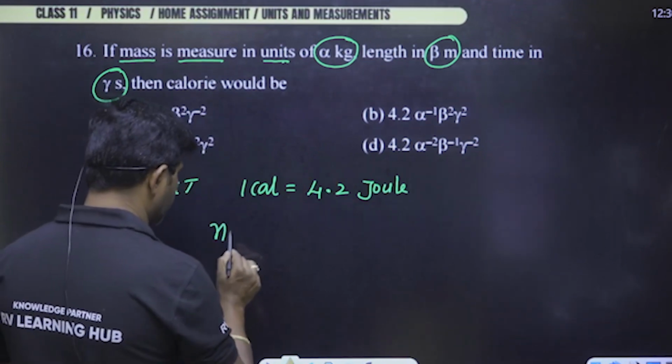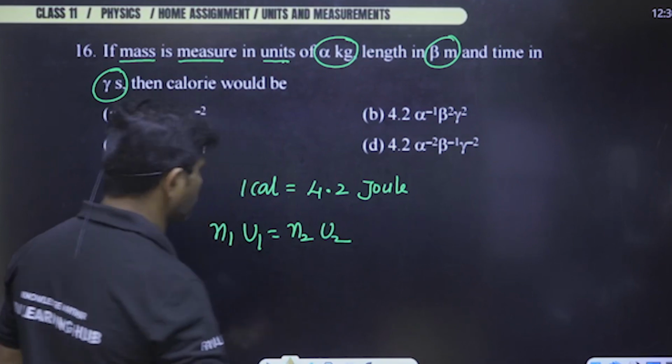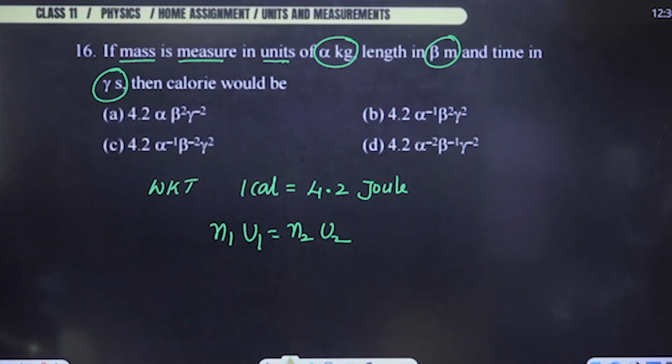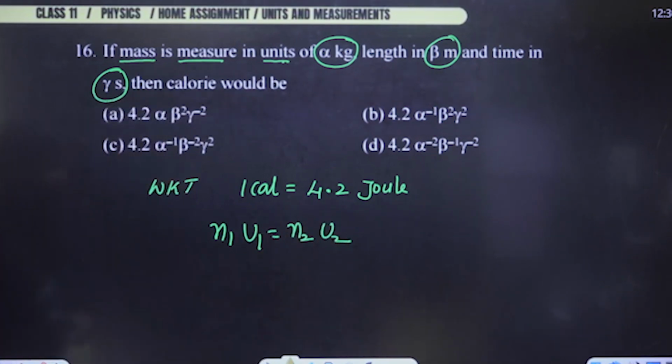So we can say that N1 U1 is equal to N2 U2. Is it right or not? Let us take N1 is equal to 4.2 joules here. So if you simplify, then definitely you will get the answer.